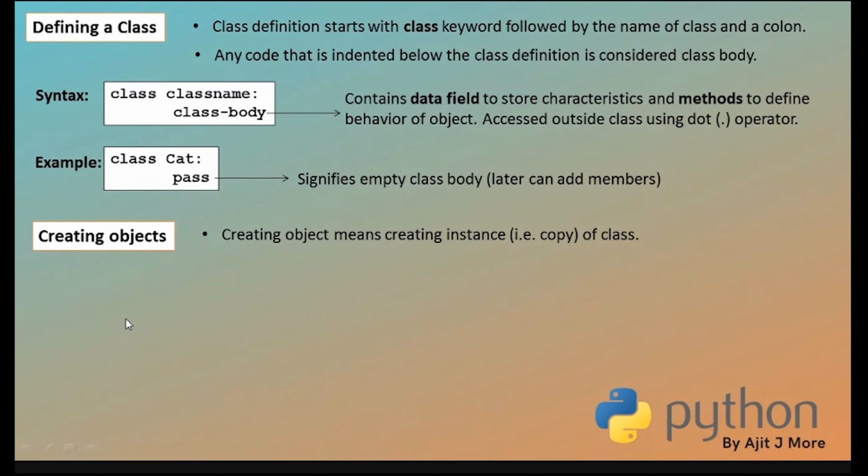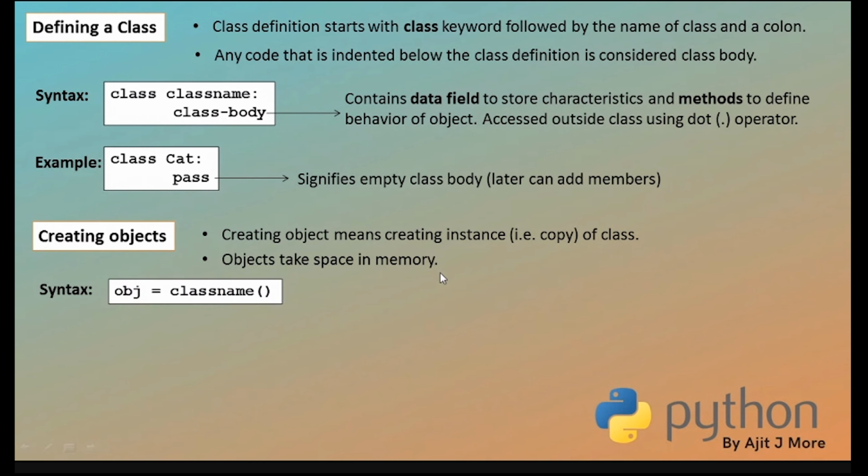Now what is the syntax of creating objects in Python? See here what I've stated, the objects take space in memory. Now the syntax is object. This is your object, but internally it is a reference variable, meaning it's going to contain the address of your object. Get it? And a copy of this class is created.